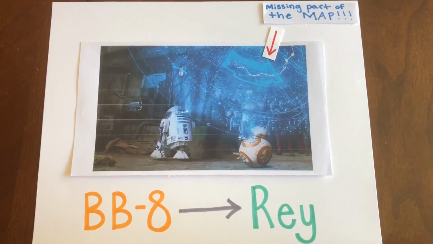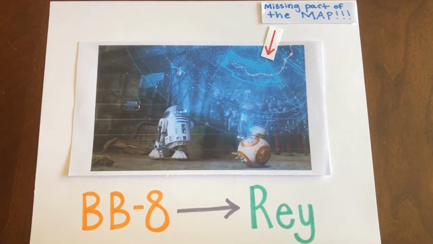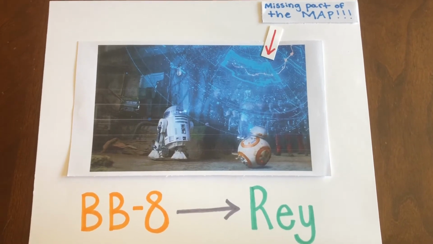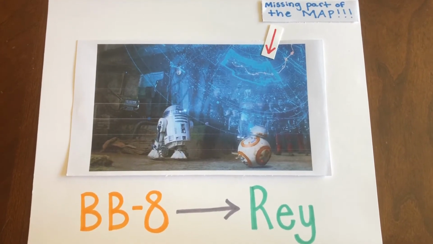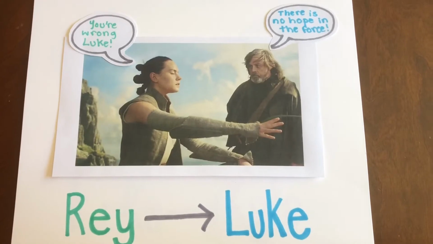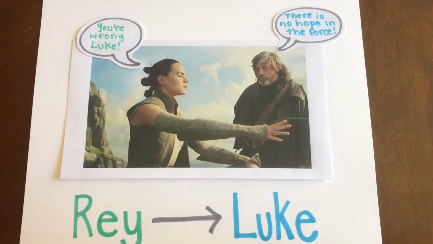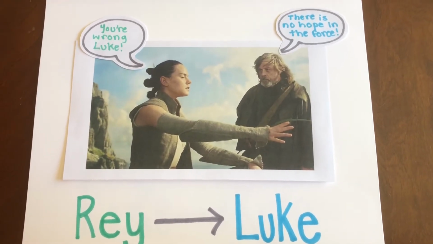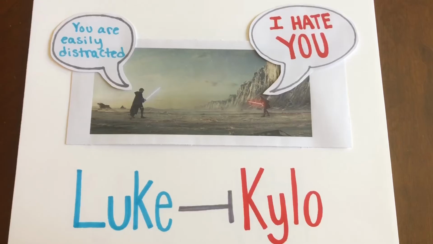The figurative BB8 gene product stimulates transcription of Rey because he gives Rey the missing part of the map needed to find Luke on Ahch-To. The Rey gene product stimulates the transcription of Luke because she restores his hope in the Force and in the rebellion.